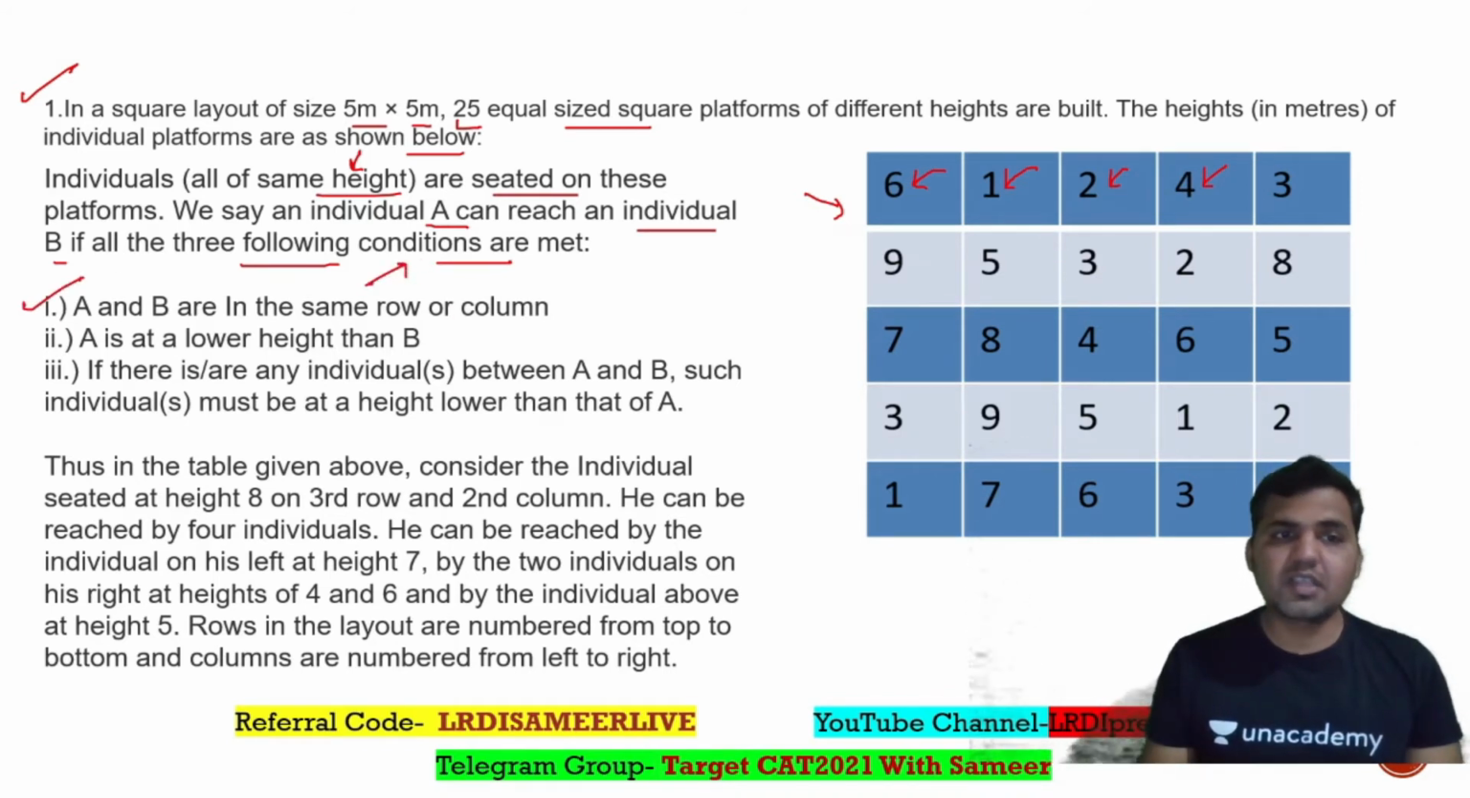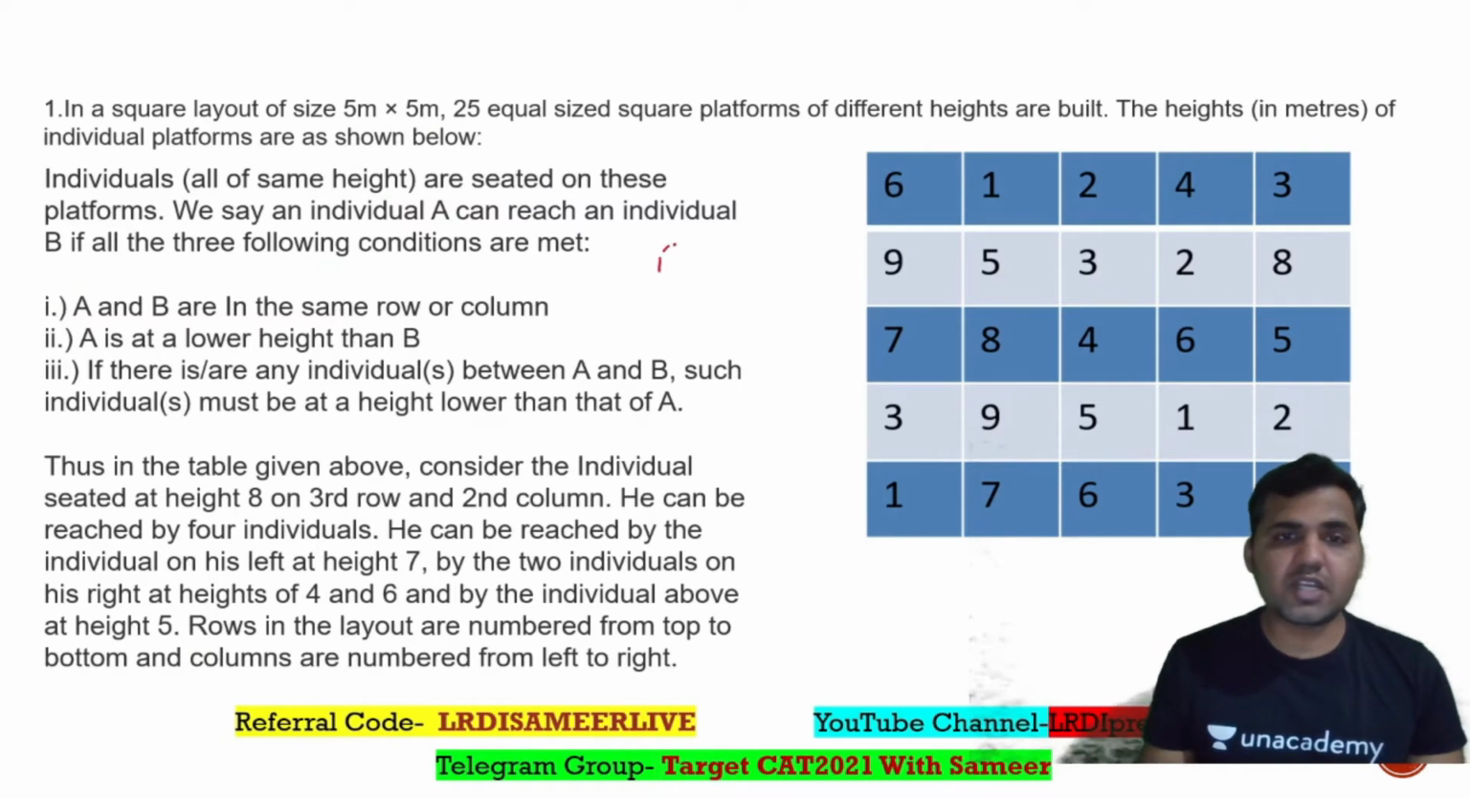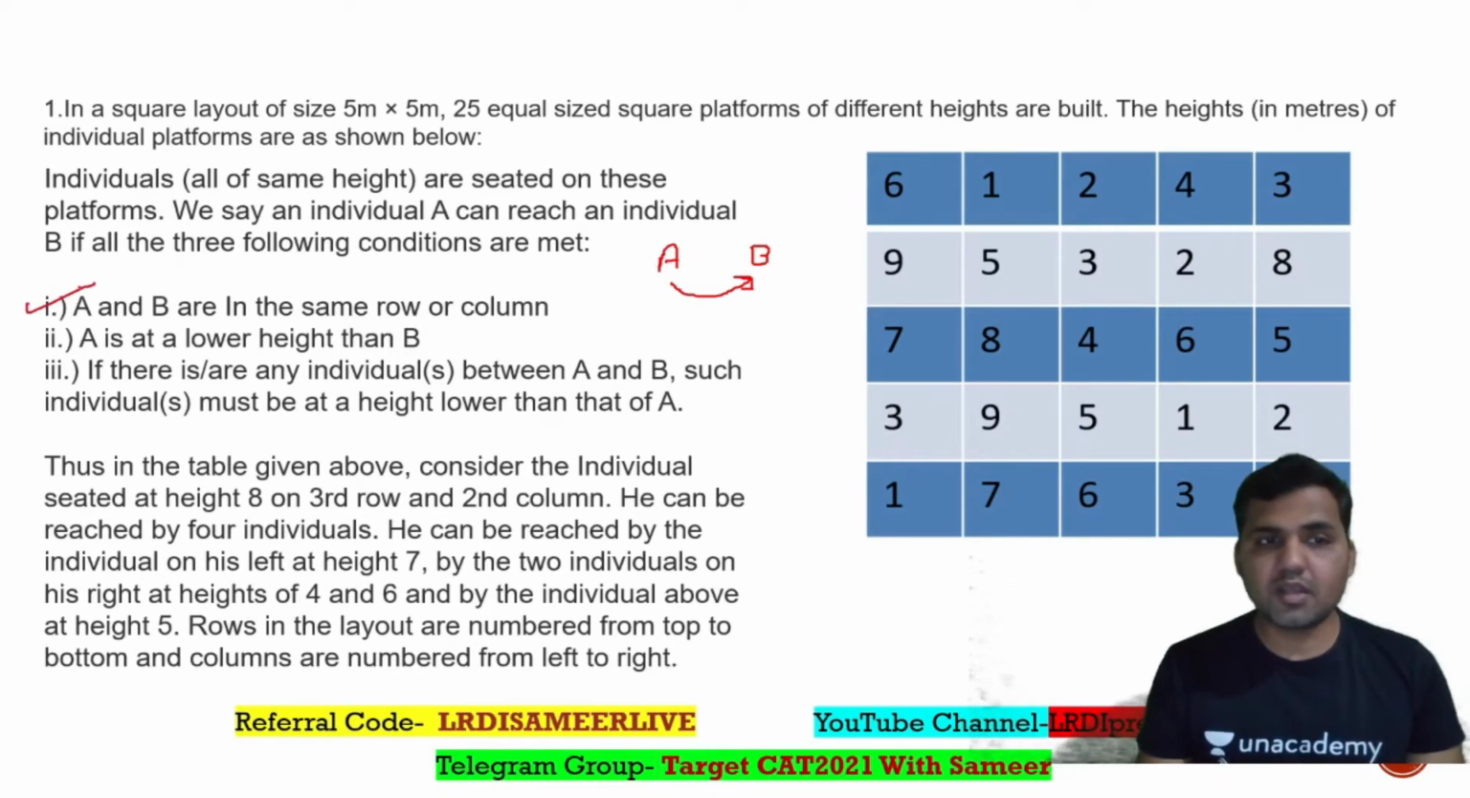First condition is A and B are in the same row or column. For example, if I say one of the individuals is named A and one of the individuals is named B, and if A has to reach B, A can reach B if and only if A and B are in the same row or column. Second condition should be A is at lower height than B.